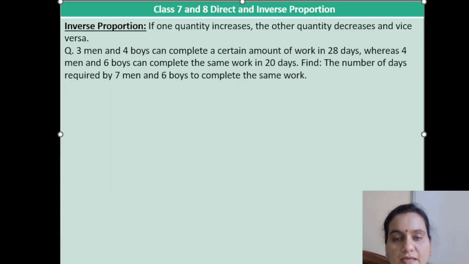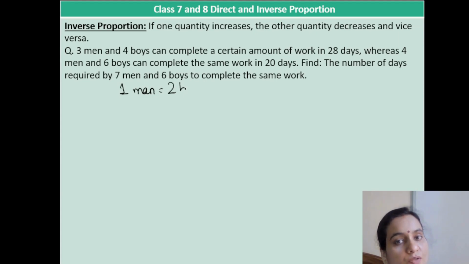Let's start with the second part of the same question. 3 men and 4 boys can complete a certain amount of work in 28 days, whereas 4 men and 6 boys can complete the same work in 20 days. Find the number of days required by 7 men and 6 boys to complete the same work. Since it is a continuation of the previous question, I am writing what we found: one man is equivalent to 2 boys in the amount of work he is able to do.